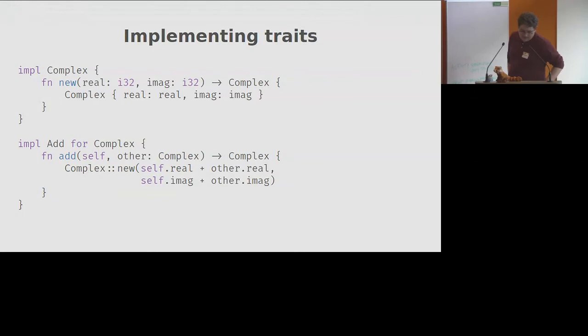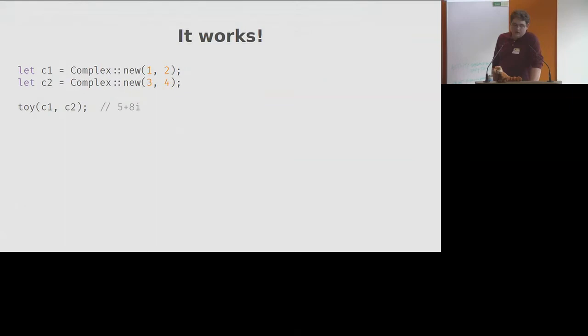So then after we've defined this implementation for complex, we can make two complex numbers and we can give them to our toy function. It doubles the first one and returns the second. And this is actually, coming from some other languages, pretty profound. In Python, if you try and add two things together, it might work, it might not, you don't know. In Rust, you will know at compile time whether this will work.